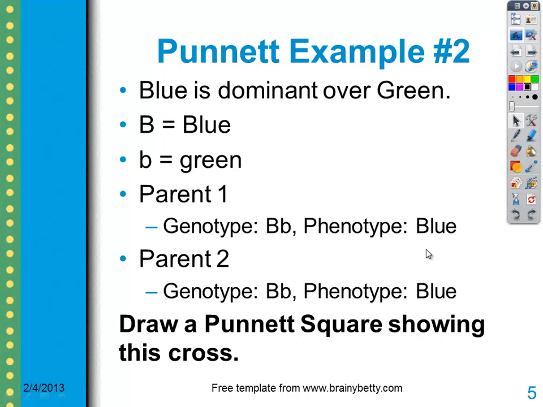Here we go. In this example, we have blue is dominant over green. Again, big B equals blue, little b equals green. In the first parent, this time, we're going to have a big B, little b, or a heterozygous parent, and their phenotype is still blue. Down here, my second parent, again, big B, little b, heterozygous parent, and their phenotype is blue. So let's try this cross.